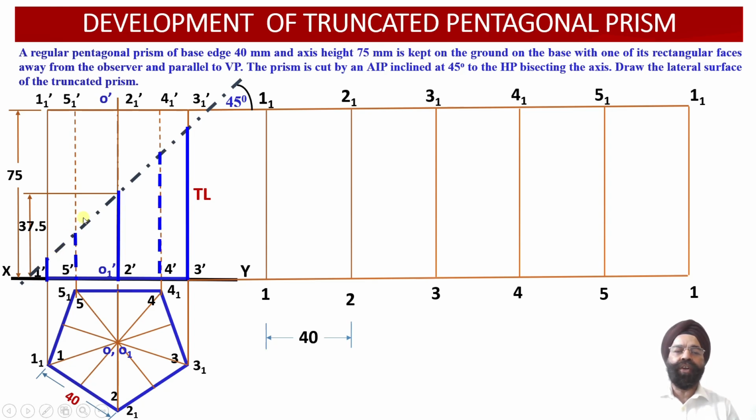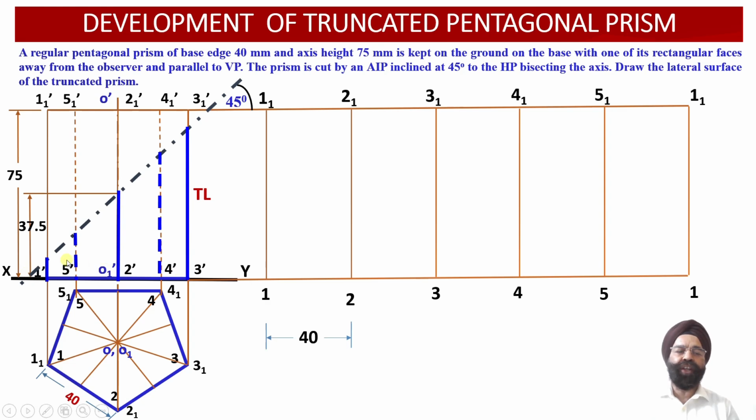So now we know that this portion of the pentagonal prism has been removed as this AIP has cut into this particular orientation. So now we are left with this portion of the pentagonal prism. Corresponding to the remaining portion of the truncated prism, we are required to obtain the development of the lateral surfaces of the truncated prism.